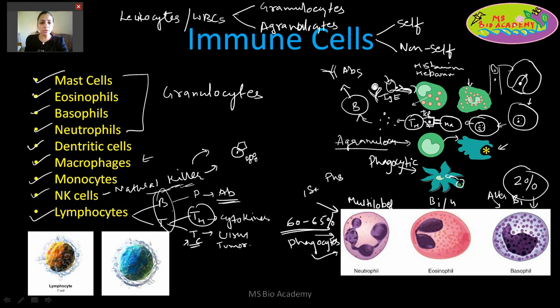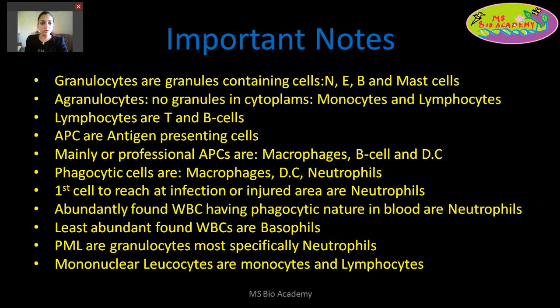Now I will tell you certain important notes regarding this particular lesson, so you can just jot them down and memorize them. Important questions usually come on this. First of them is granulocytes are the granules containing cells. Do remember, granulocytes are those which contain granules. Basically they are neutrophils, eosinophils, basophils and mast cells. These are 4 types of cells.